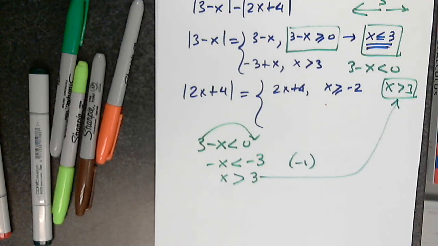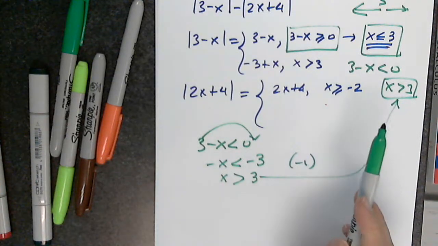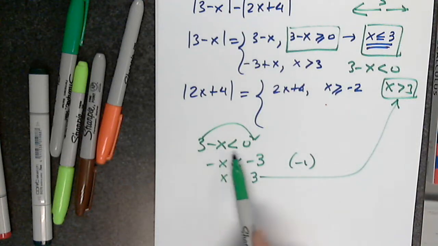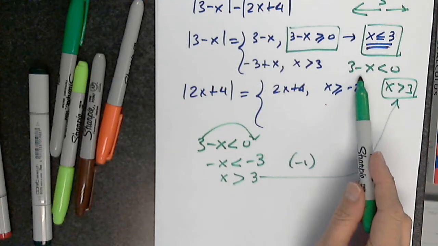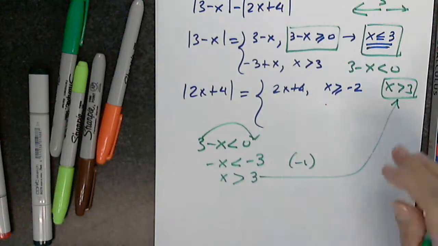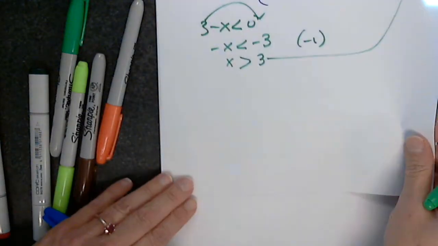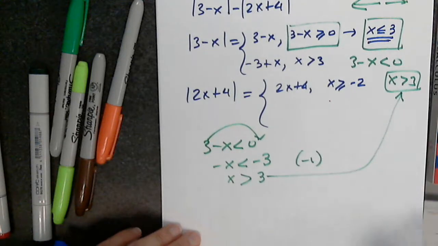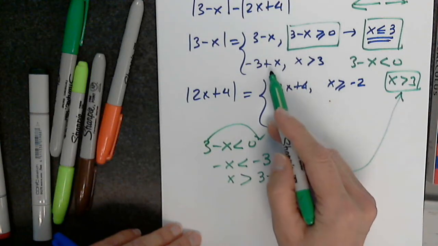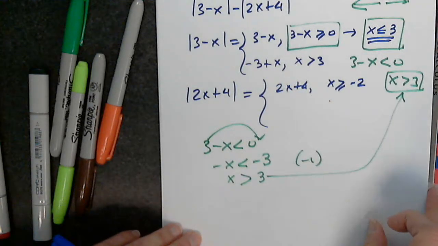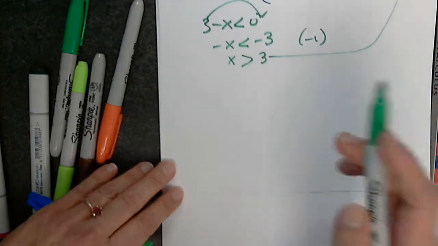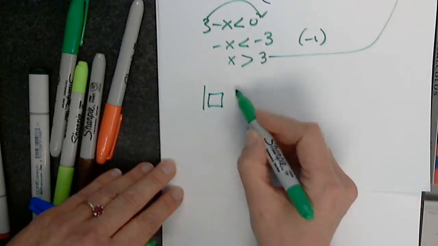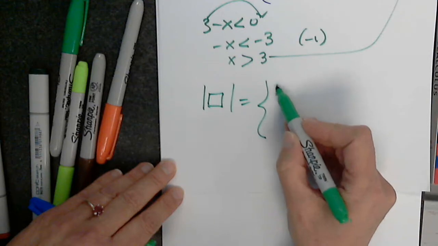Is this okay? Everyone? Because you pulled a negative 1 out to begin with to make it 3 minus x. Okay, so let's go back even further. When you make a new problem, it's negative 3 plus x. Okay, we have to go back. Hold on.